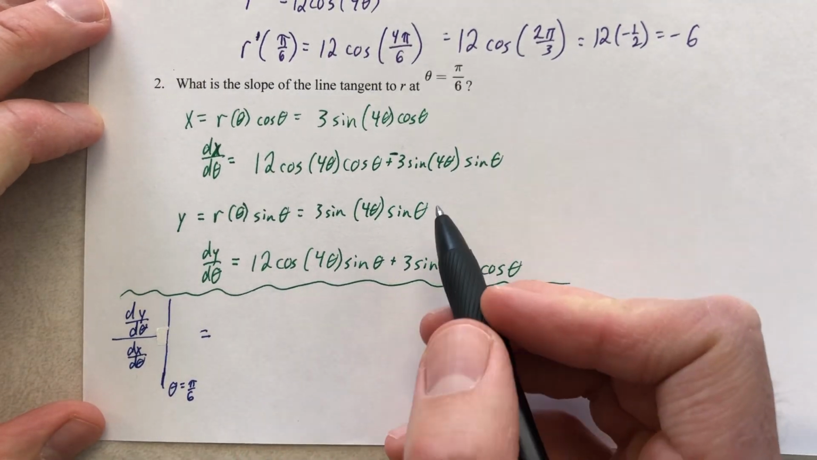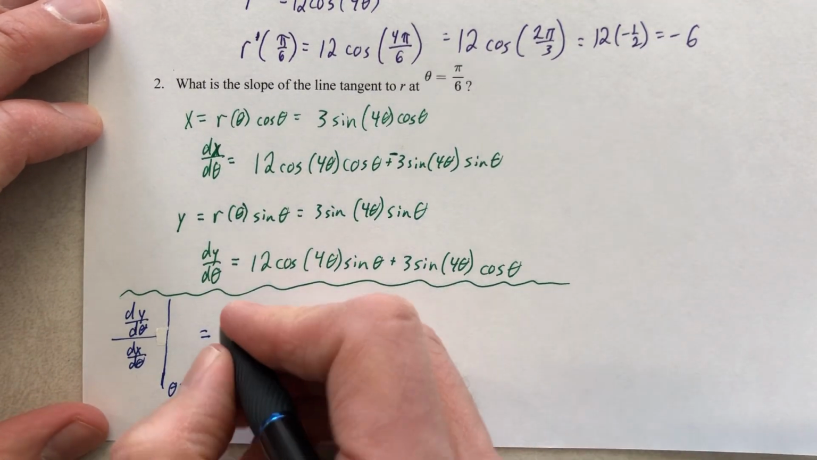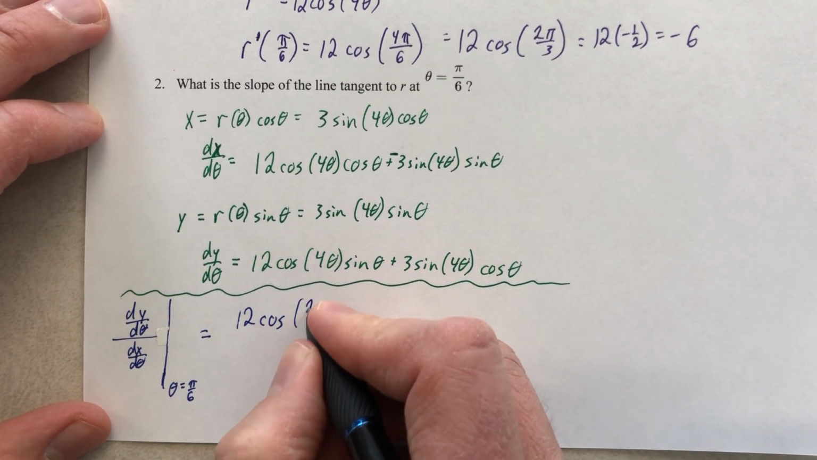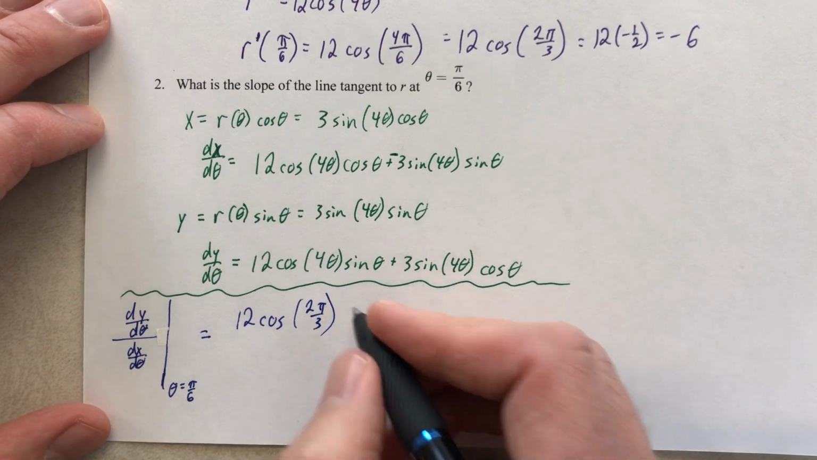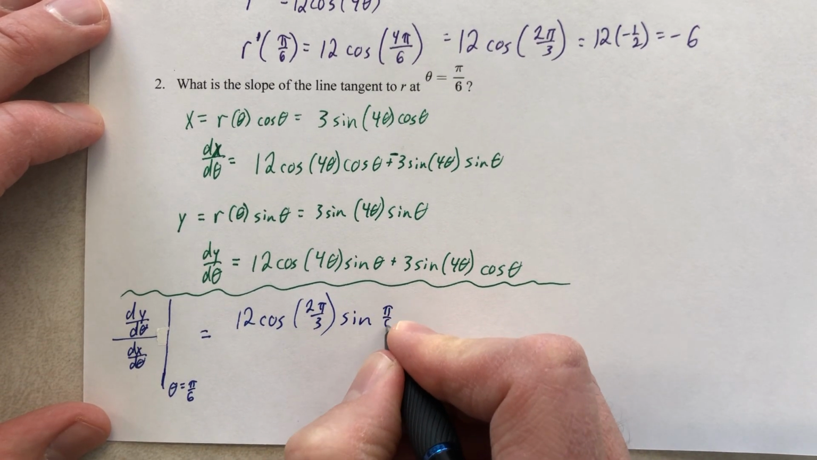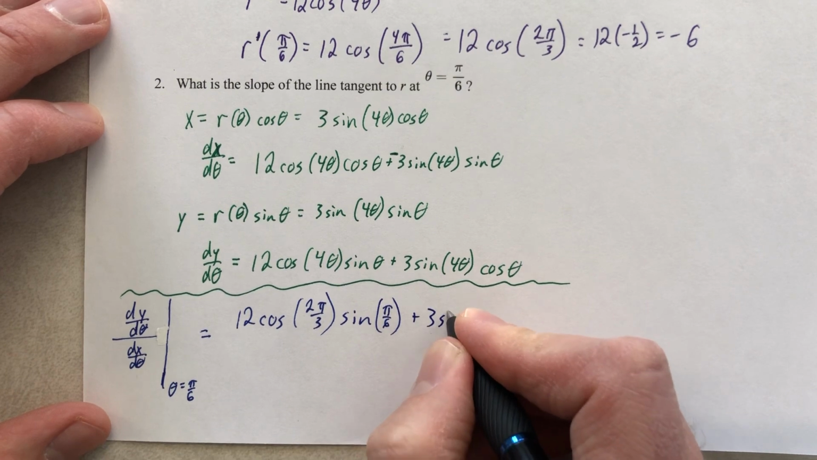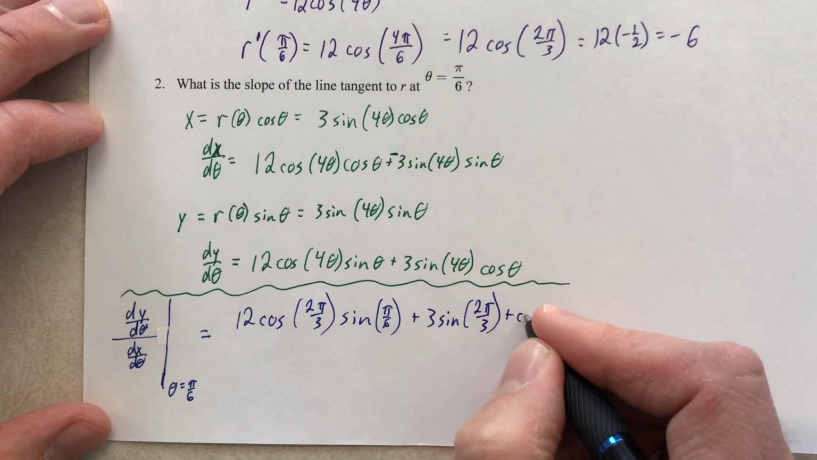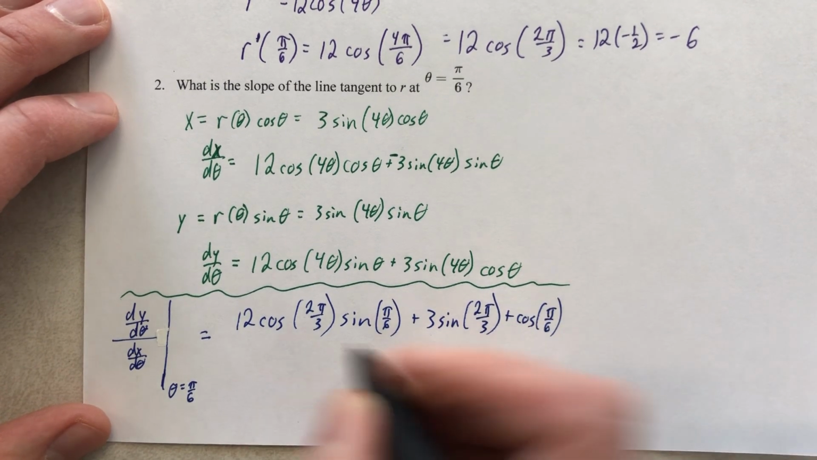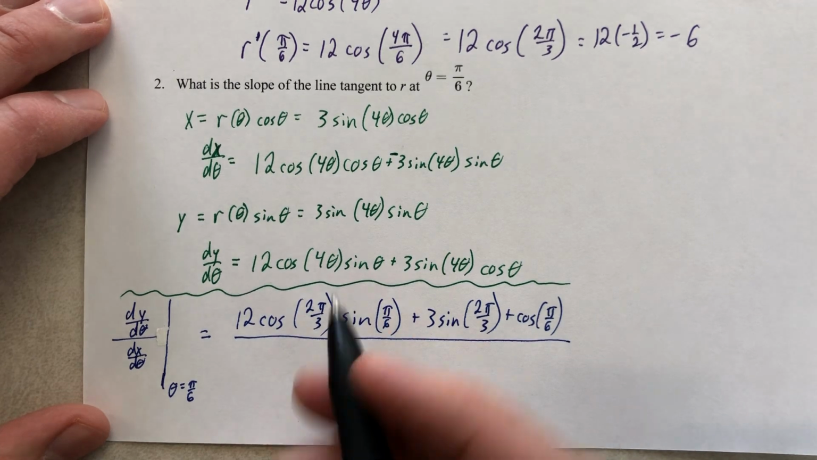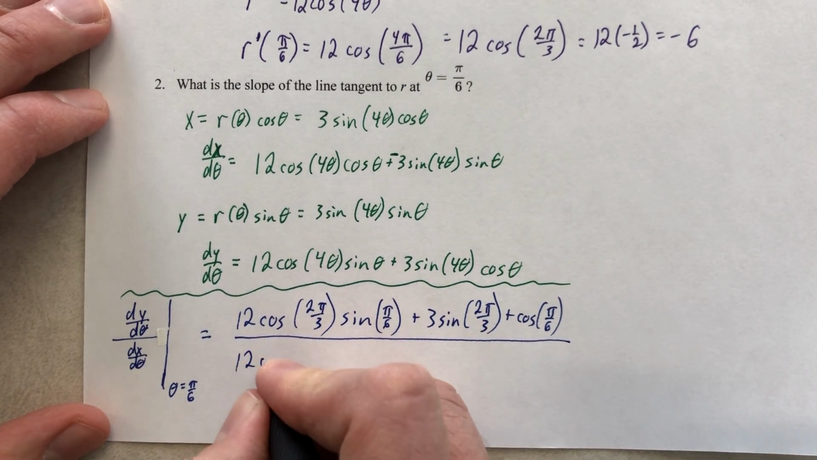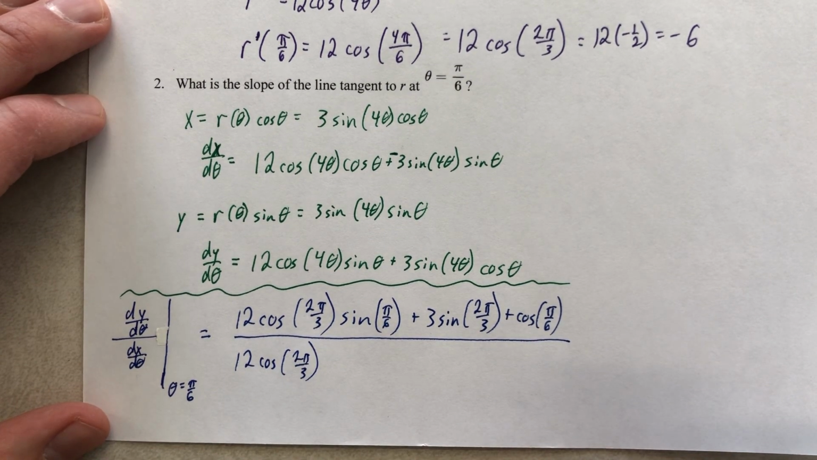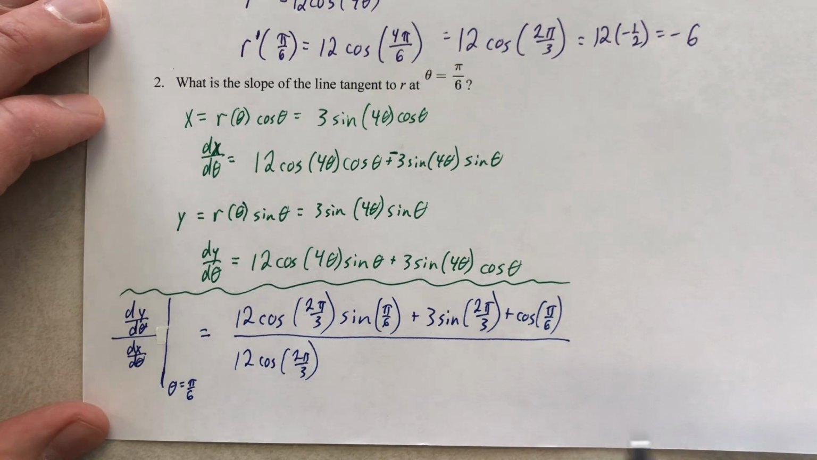Dy d theta, where I plug in pi over 6, going to do a lot in my head also. So 12 cosine of 4 pi over 6, that would be 2/3 pi. We've actually already addressed this issue here. Sine of pi over 6 plus 3 sine of 4 pi over 6, that would be 2/3 pi, plus cosine pi over 6, all divided by. All right, it's about to happen here as well. It's going to be gross. 12 cosine of 2 pi over 3. We already know that to be -6, by the way. We found that out earlier.